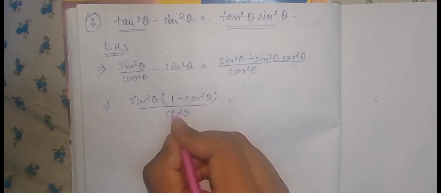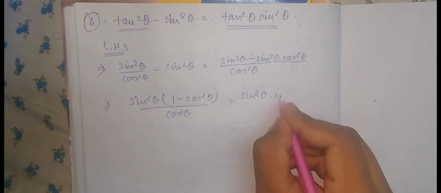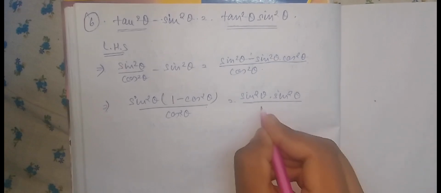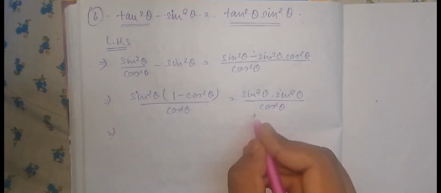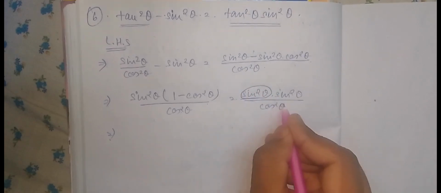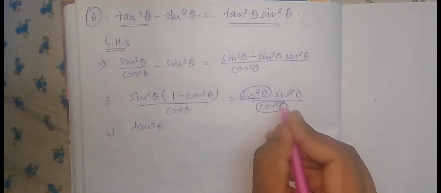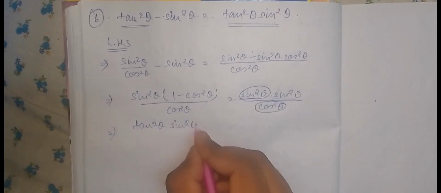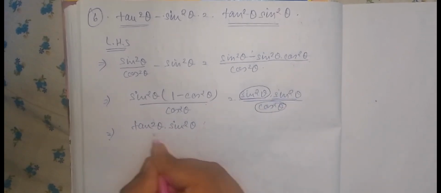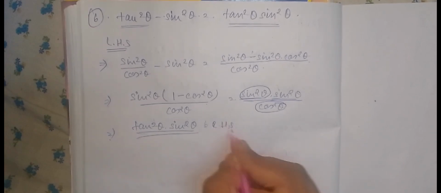So we can say 1 minus cos square theta is sine square theta, so we can write this as sine square theta into sine square theta divided by cos square theta, which in turn we can write as sine square theta and sine square theta by cos square theta as tan square theta. Therefore it equals the RHS, hence it is proved.